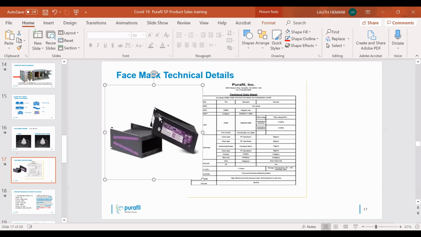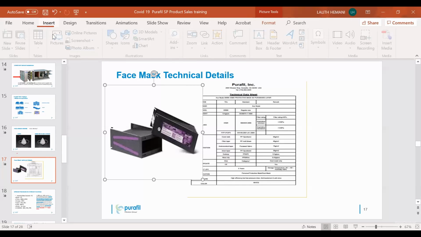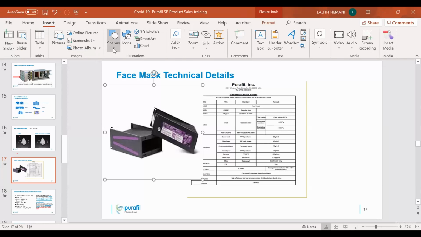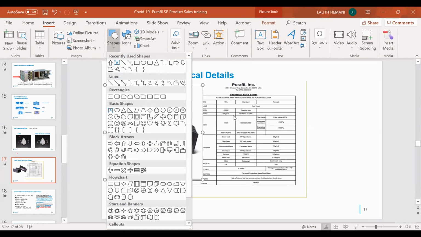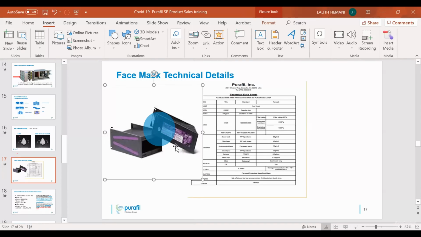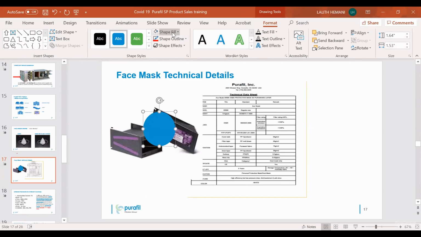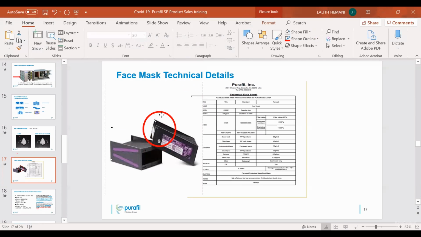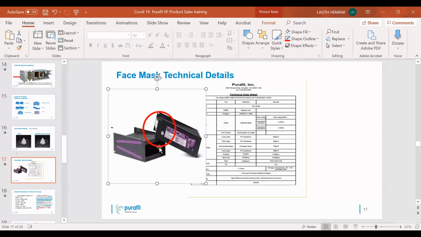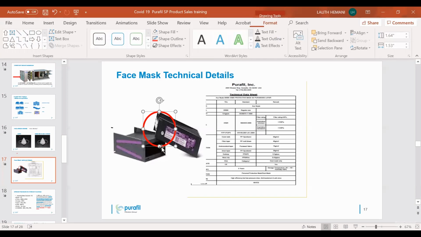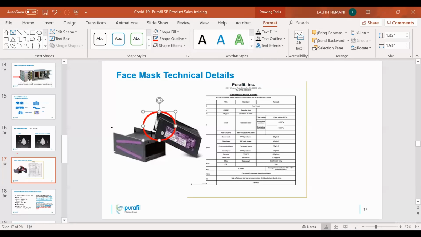Okay. So can you see the picture I just pasted here? Everyone can see the picture? Yes. Kindly zoom it. Can you see there is a small hole here? Yeah. From here, you can open the tap and you can draw the sample.